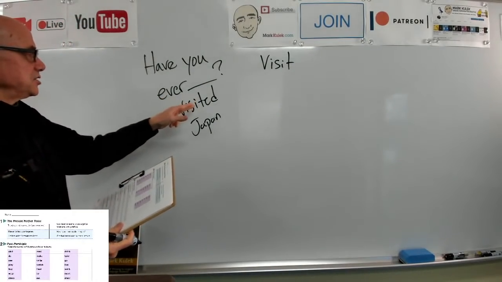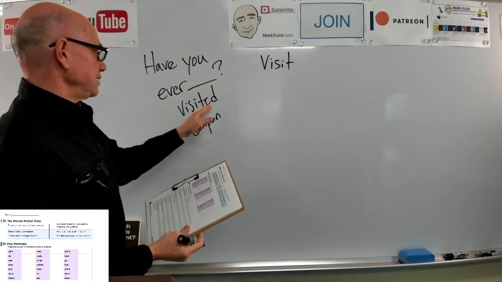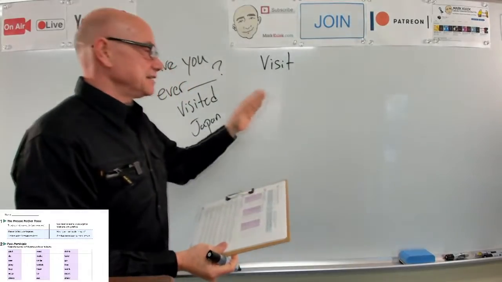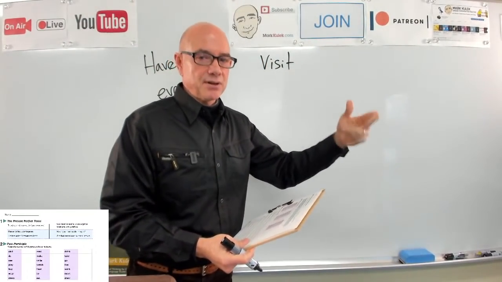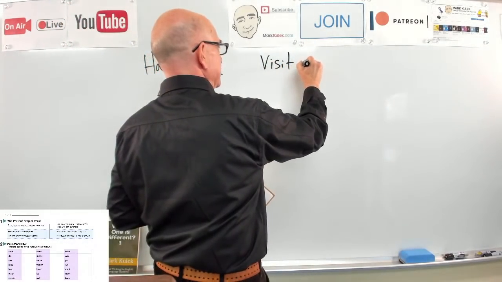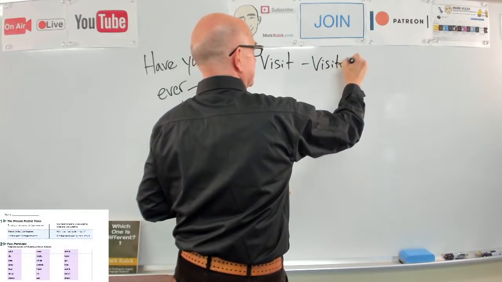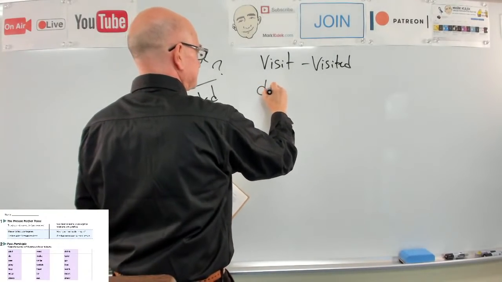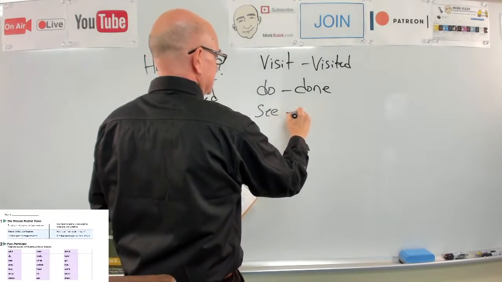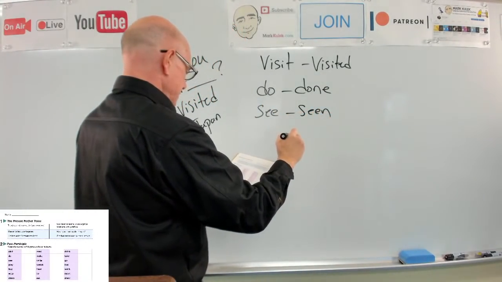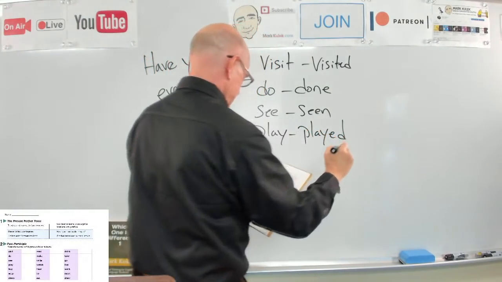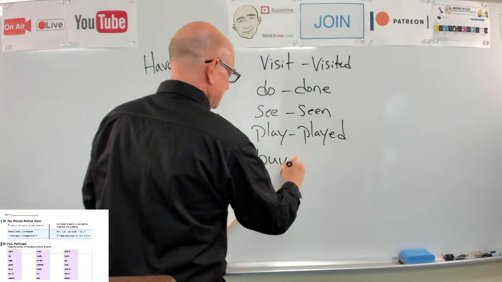Okay, so we have to change the verb visit to the past. And for regular verbs, we just add ed, but for irregular verbs, it's the past participle, and so the ending is a little different. But here, this is a regular verb, so we just add ed, so it's visited. Okay, and then do, and we say done. See, seen. Play is a regular verb, so we just add ed, played. Buy, bought.